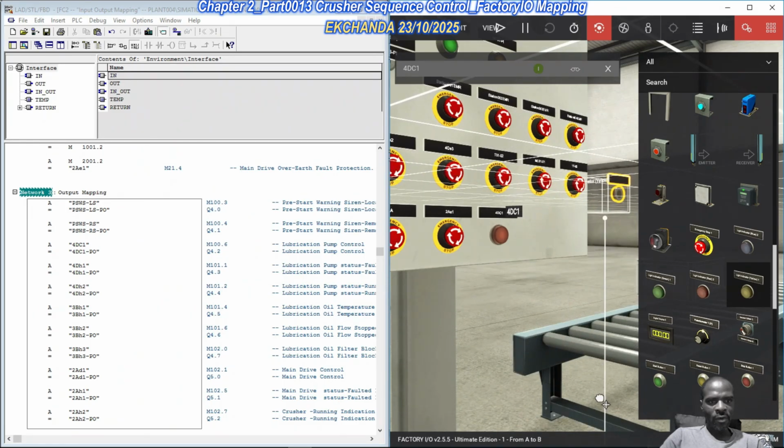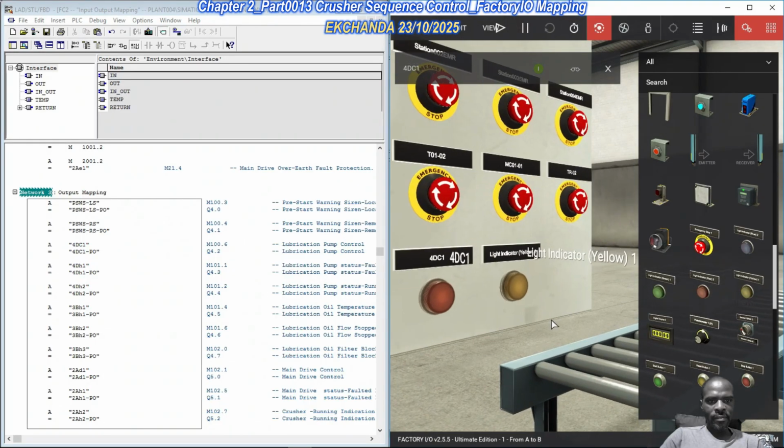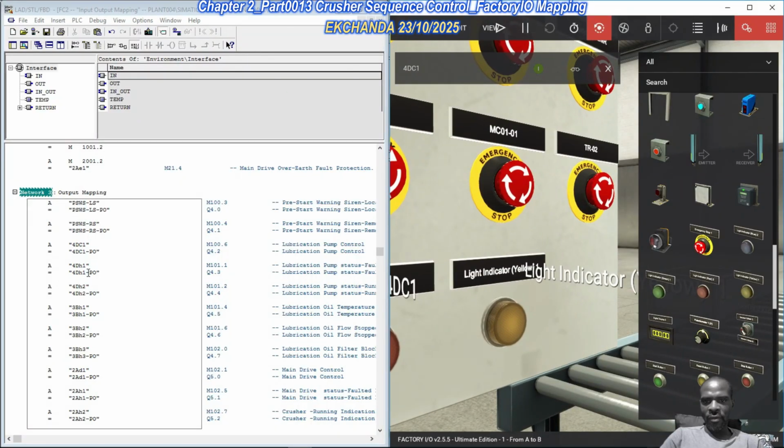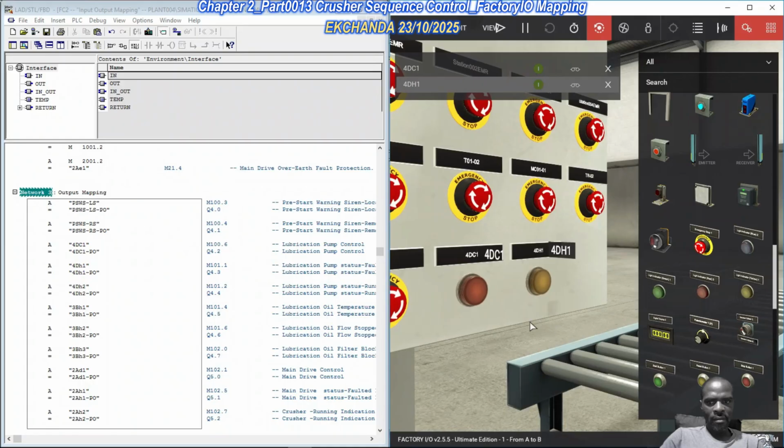If the lube pump has got a fault, then the yellow indicator lamp is going to come on. This right here is going to be 4DH1. Okay, this is going to be 4DH1. So 4DH1. And thereafter, lubrication pump status running. So running is supposed to be green.